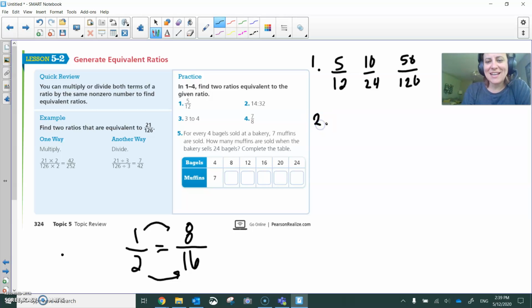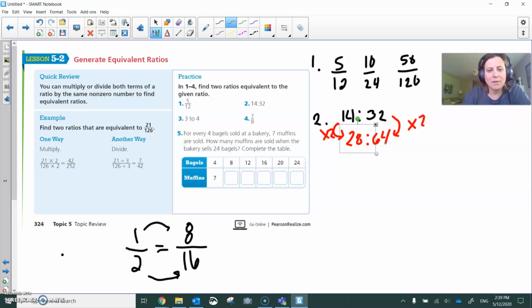Number 2, they have set up in a different way, 14/32. If I multiplied both of those by 2, times 2 over here, times 2 over here, that would give me 28/64. Done. Number 3, 3/4. We could divide both of those by 2. So 3/4 could be equivalent to 1.5, which is half of 3, to 2, which is half of 4.